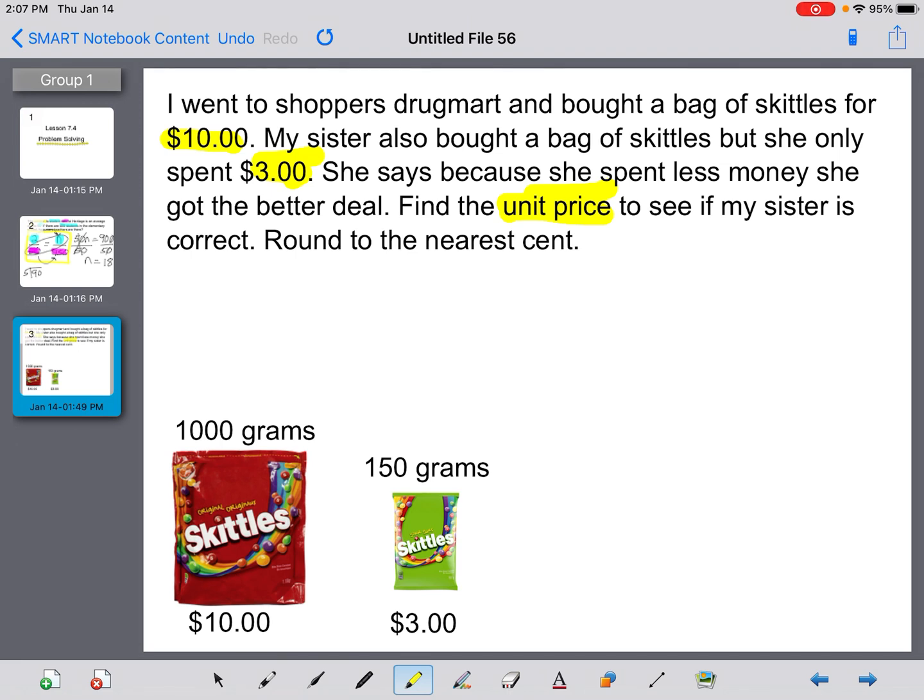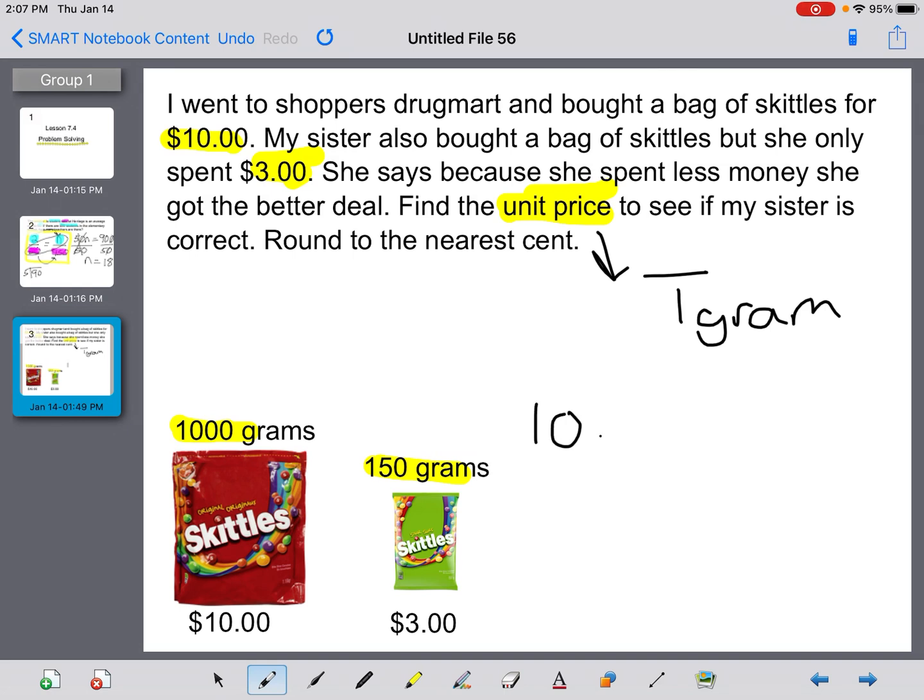Because if you look at the bottom of my screen here, yes, I spent $10, but I have 1,000 grams of Skittles, and she only has 150 grams. So finding unit price means I treat each of these individually. So first I want to find out how much did I spend per gram. Remember, unit price, I want to have 1 as the denominator. What's the cost of one item? Or in this case, what's the cost of 1 gram?